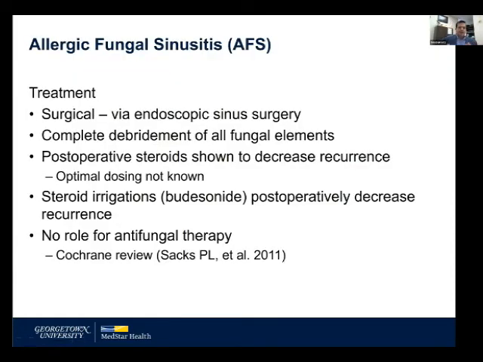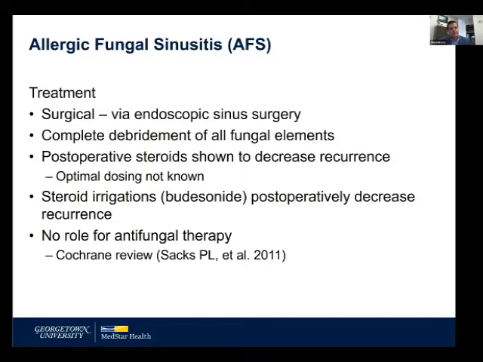Treatment is kind of multifaceted. Surgery does play a role, again pushing the surgery aspect here. It's treated typically via endoscopic sinus surgery, and again, it's really complete debridement of all the fungal elements. Postoperative steroids are important in their role, but our optimal dosing, range, and course is not well known.